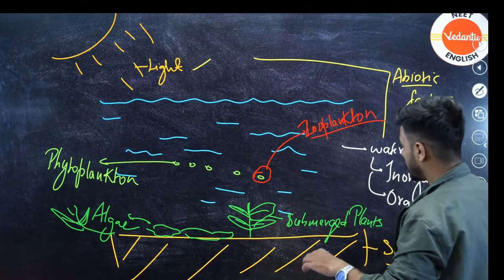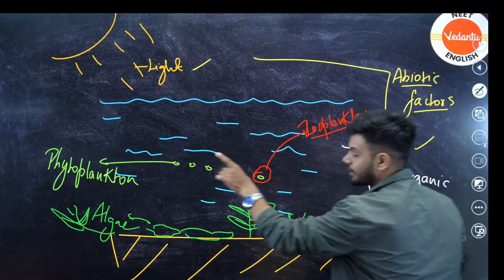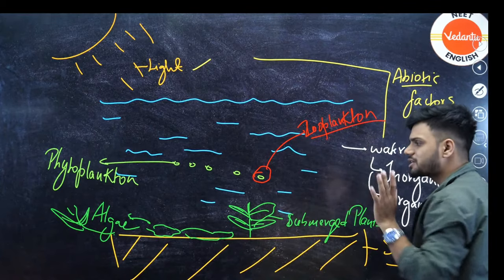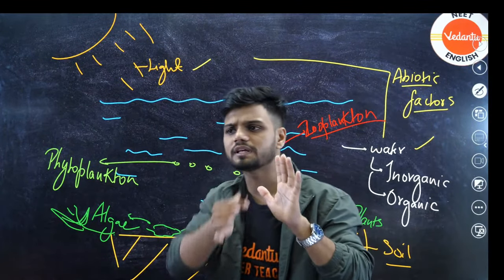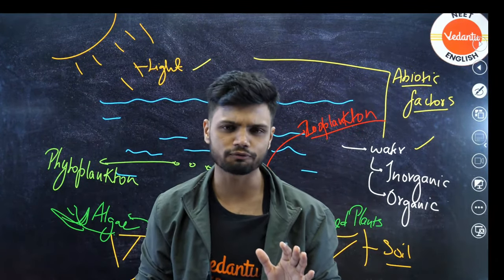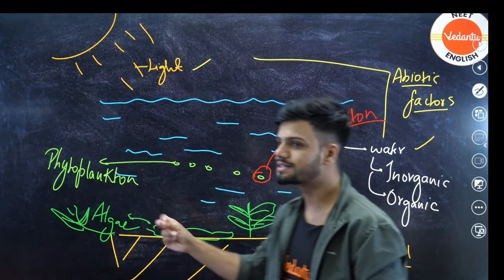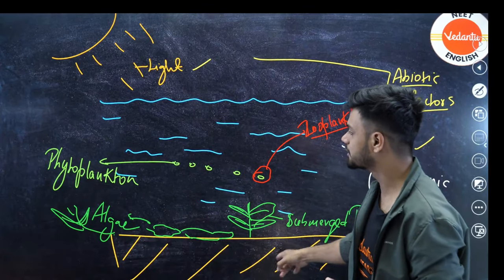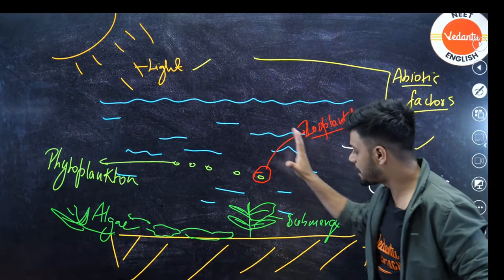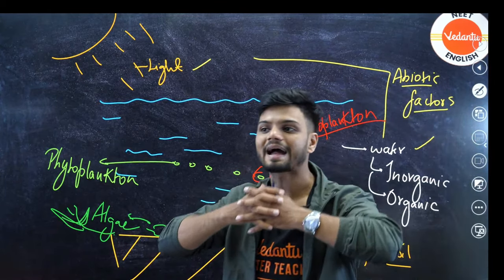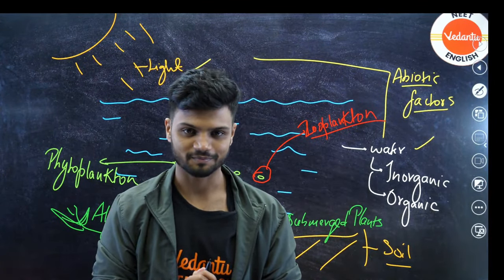Now students, zooplankton, phytoplankton, algae, submerged plants, marginal plants, are all of these components part of biotic factors? Yes, sir. So students, in this ecosystem right here, we have biotic factors and abiotic factors interacting among each other.